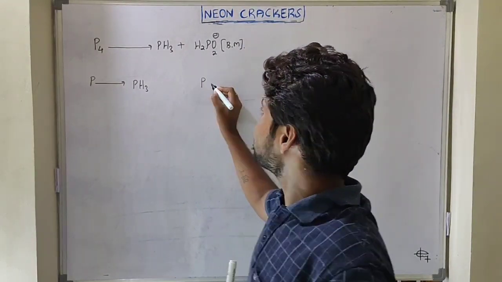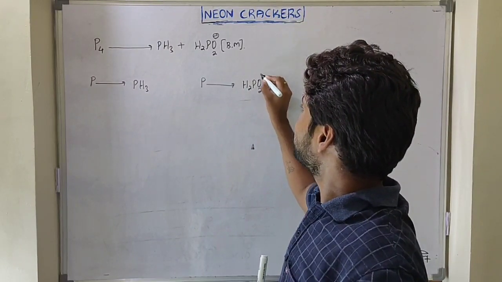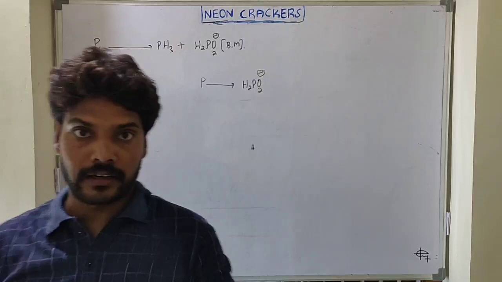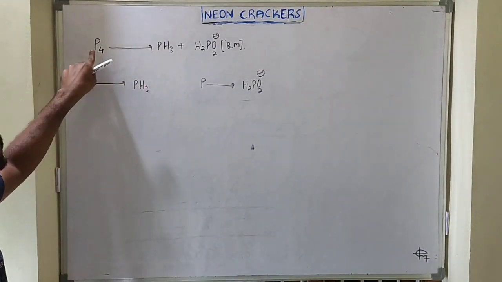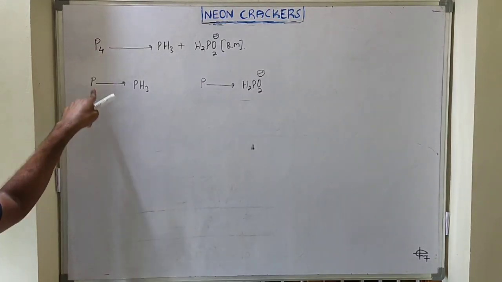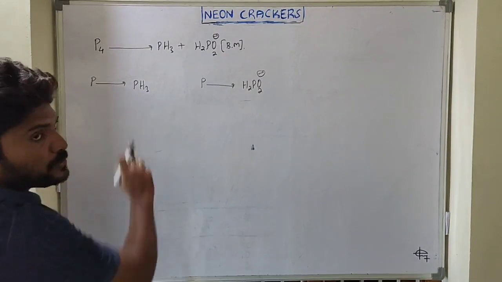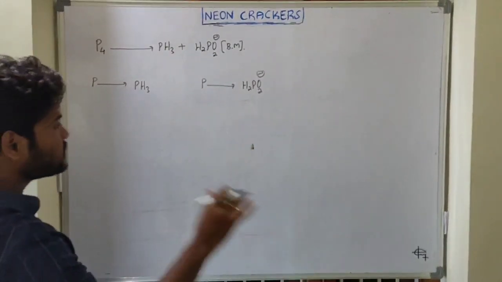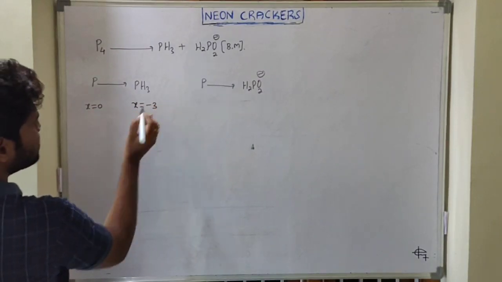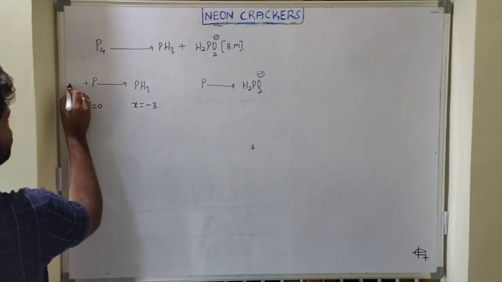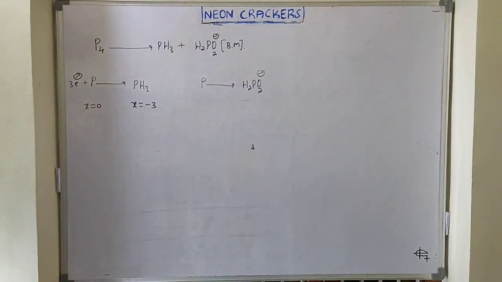Next, the phosphorus atom goes to the H2PO2 minus reaction. And this is our trick. Remember, we should not write P4; it is to be considered as a single phosphorus atom. Now here only one phosphorus atom, and here also only one phosphorus atom, so it is already balanced. Now next: x equals 0 here, and here what is the charge? Minus 3 charge. So electrons are to be added to the higher oxidation side. What is this reaction? Addition of electrons, a reduction reaction.